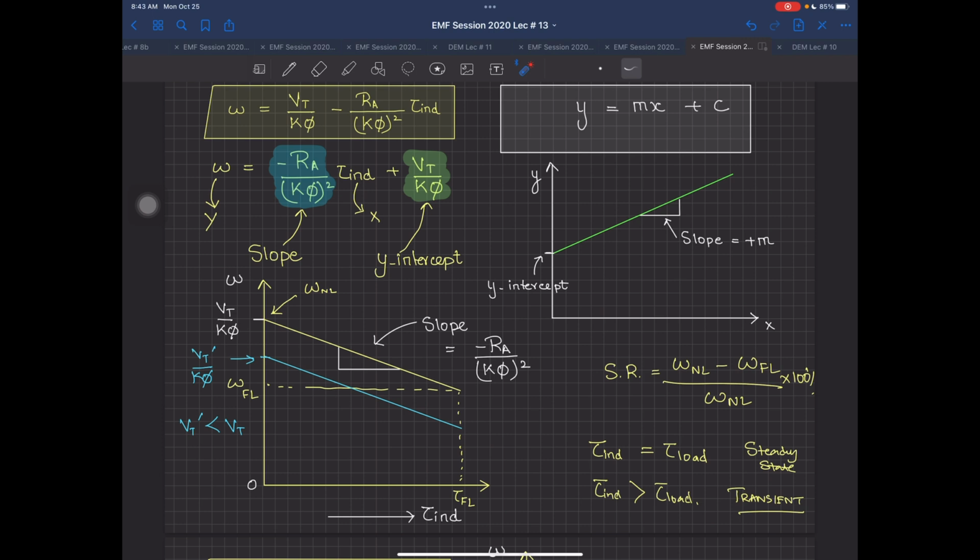Now, in the last lecture, we talked about the armature reaction on Friday. What was happening because of armature reaction? There was a net flux decrease over there because of the armature reaction.